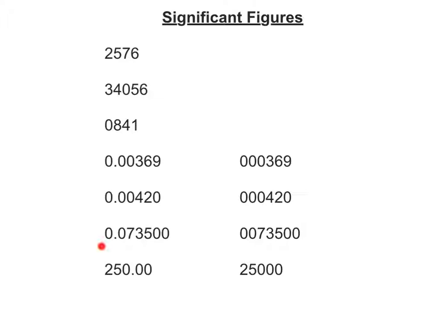Let's look at this next number with a decimal place. We have 1, 2, 3, 4, 5 significant figures. If the number appeared without the decimal place, we have only 3 significant figures. Next number, 1, 2, 3, 4, 5 significant figures. There is a decimal place and all the trailing zeros are counted. This number without the decimal place, the same number, we would have only 2 significant figures because now the trailing zeros are not counted.